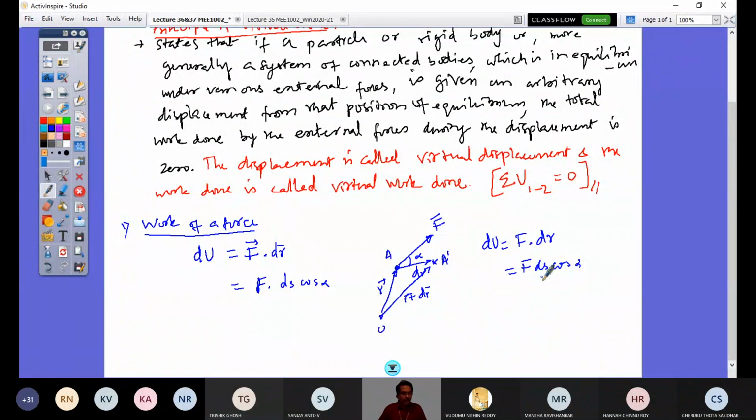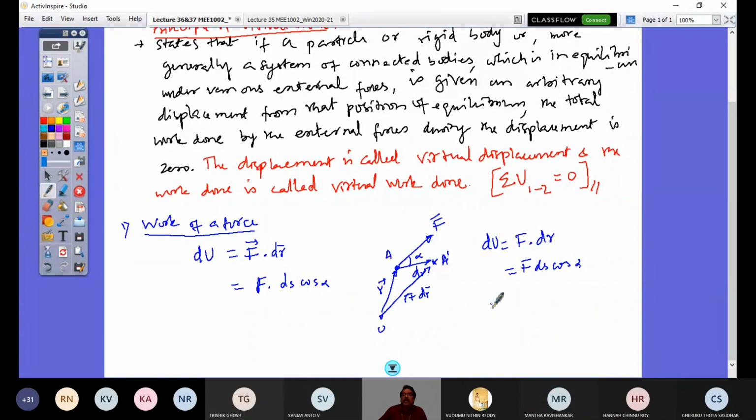So for positive work, this angle should be an acute angle. If this angle alpha is between 0 and 90 degrees, then it is positive work. If it is greater than 90 degrees, an obtuse angle, then the work is negative work. Why? Because the component of this force along the displacement would only participate in the work equation, and the perpendicular component will not participate. That is why the dot product defines your work.